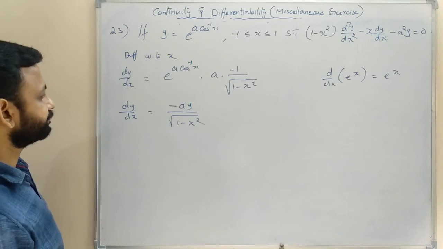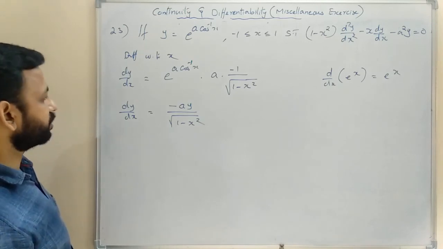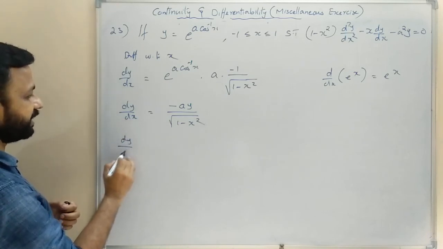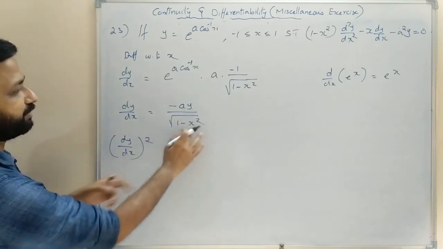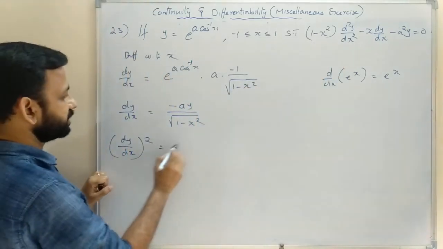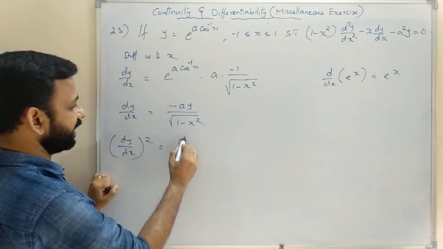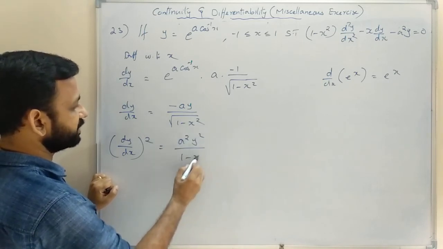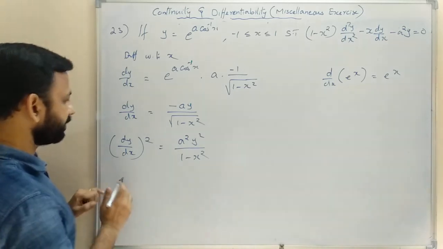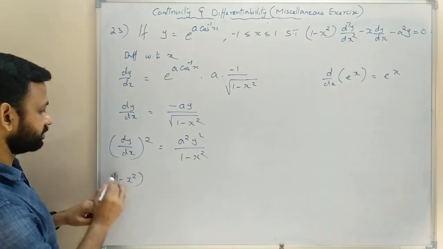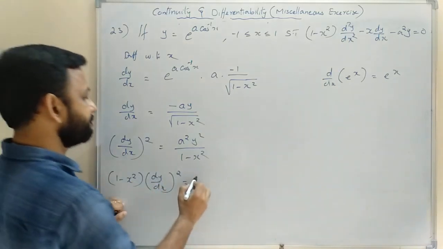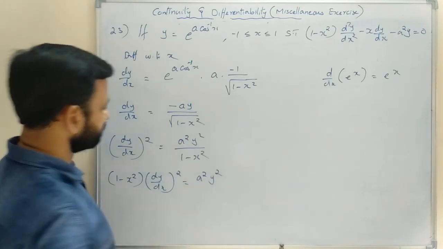Then squaring both the sides, we will take dy by dx all square, because we don't want the square root there. That is equal to minus ay all square, that is a square y square upon 1 minus x square. Now we will cross multiply: 1 minus x square into dy by dx all square equal to a square y square.